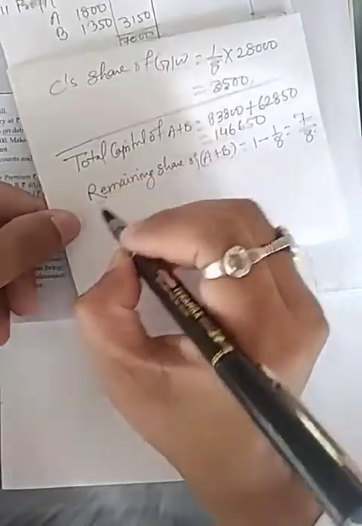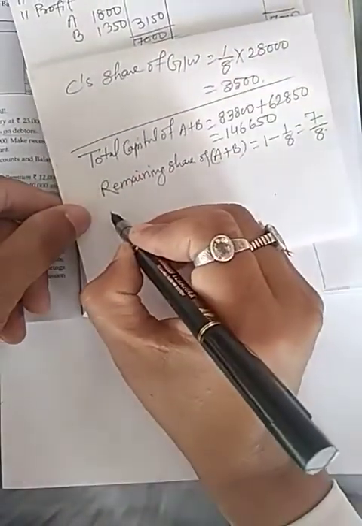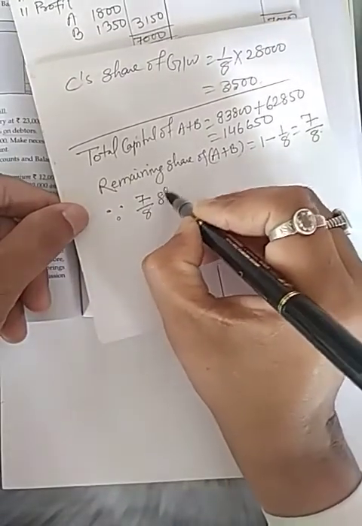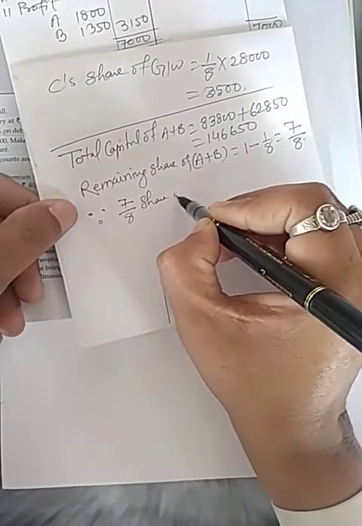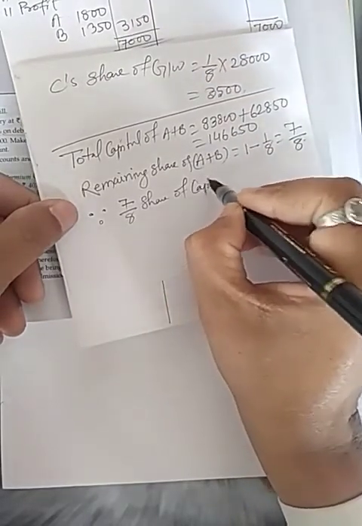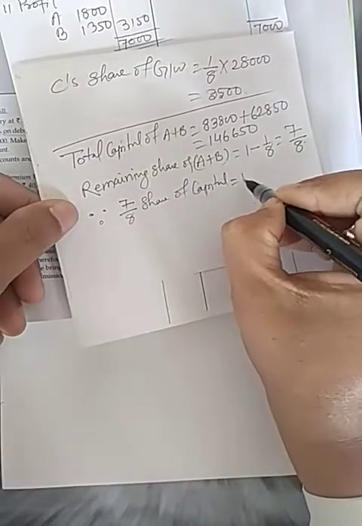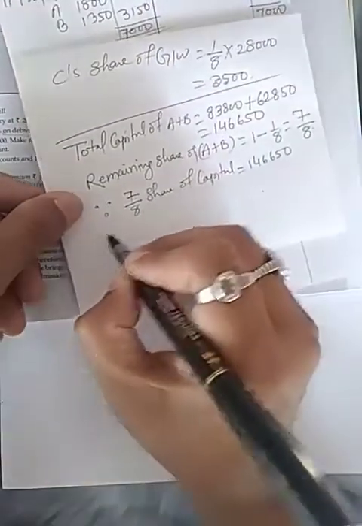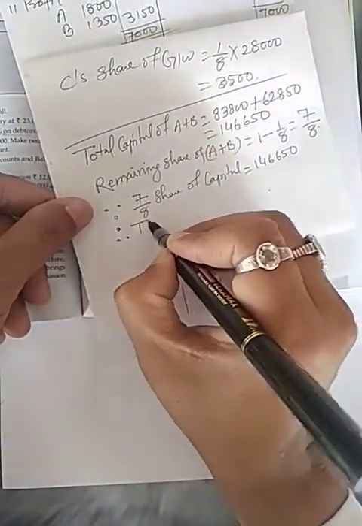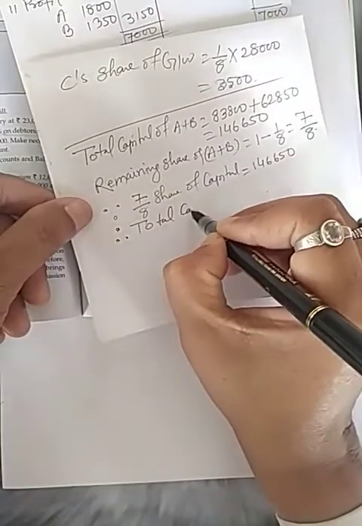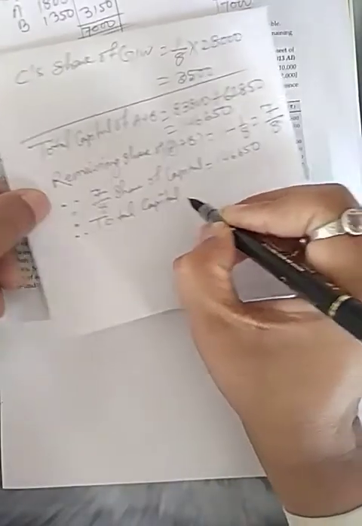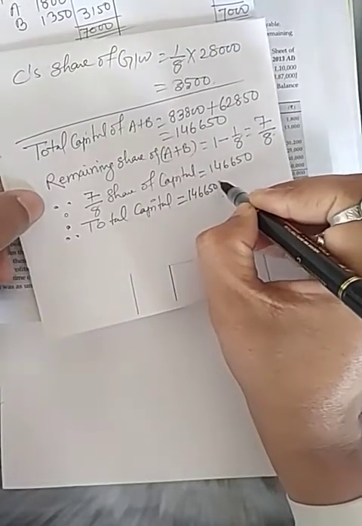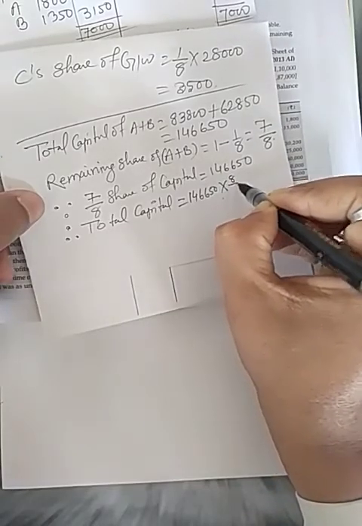Then next step I will write, since 7/8 share of capital equals 1,46,650. Therefore total capital equals 1,46,650 into 8/7.